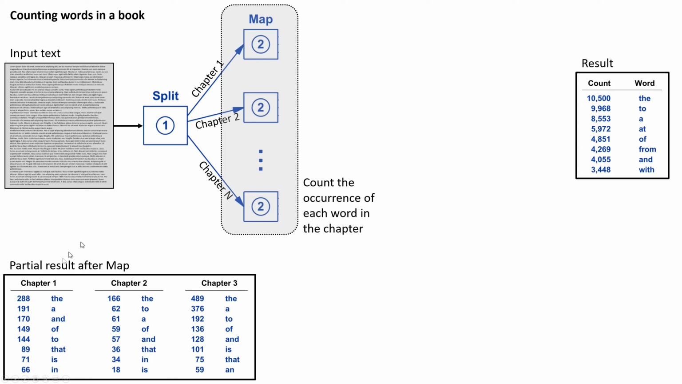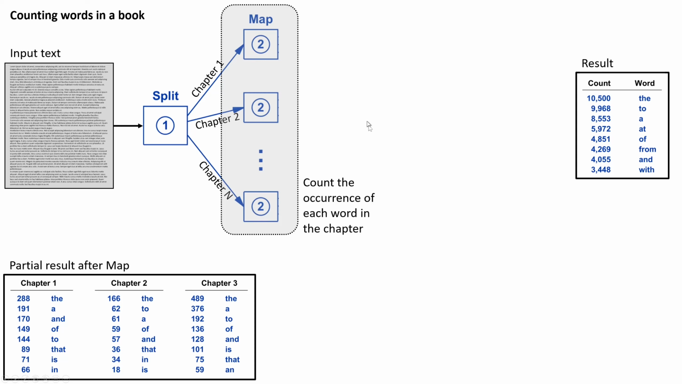On the first map instance, we would have the counts for the words that appear in chapter 1, and then on the second map instance, we would have the counts for the words that appear in chapter 2, and so on. Now, as you can see, no map instance has complete information about the total number of times that a word appeared. For example, the word appeared 288 times in chapter 1, but the total number of times that it appeared in the whole text was above 10,000. So we need to join the partial results from each map instance.